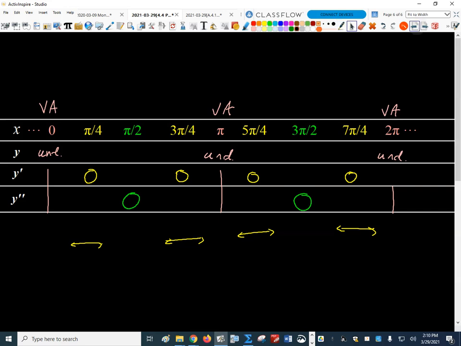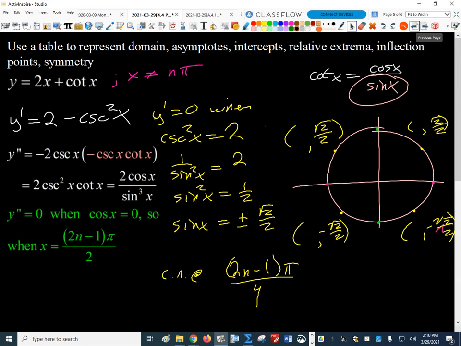Are there any critical numbers where our first derivative is undefined? So here's our first derivative, right? 2 minus cosecant squared x. Well, cosecant squared x is the same as 1 over sine squared x. So the sine on the bottom is going to be equal to 0 at these points on the unit circle. But what's the problem with that? Why are those not critical numbers? Why are the places where our first derivative is undefined, why are those not critical numbers?